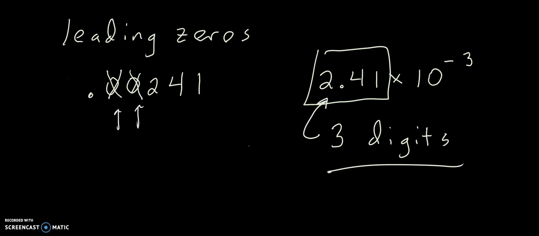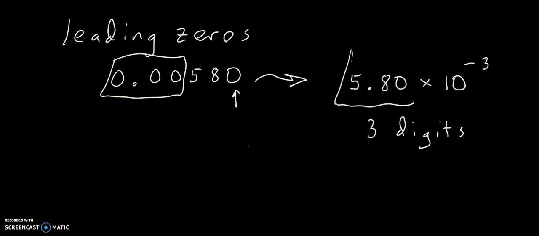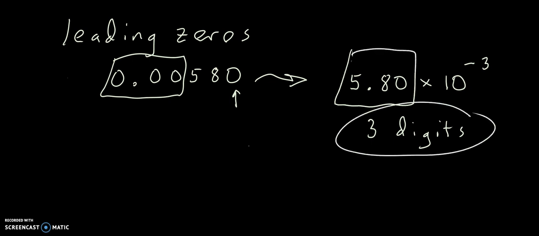This number has leading zeros, the zeros that will disappear when putting in scientific notation, that won't count, and also a trailing zero that's to the right of the decimal and to the right of a non-zero number that will count as a digit. Putting in scientific notation, we have 5.80 times 10 to the negative 3, and we'd say this number has 3 significant digits.